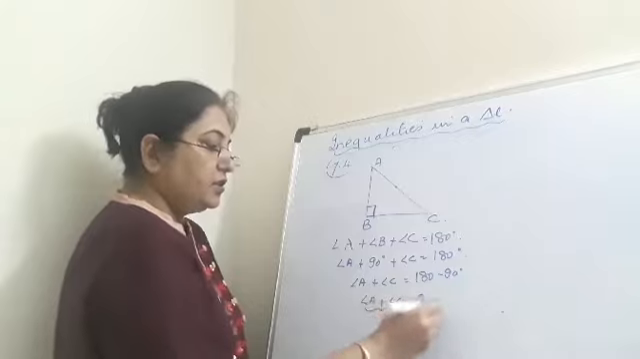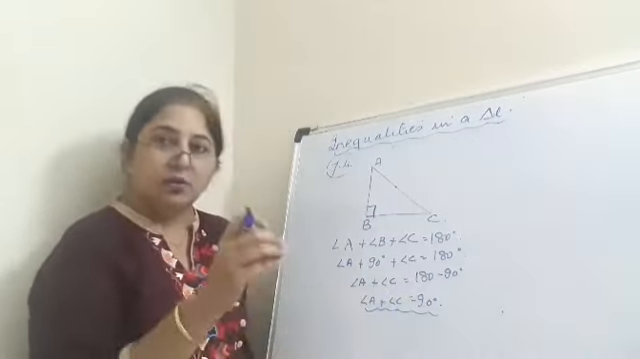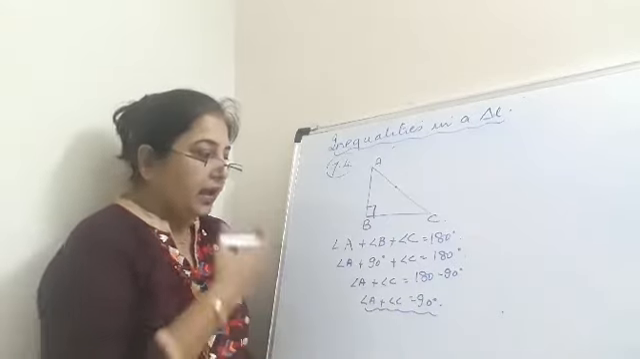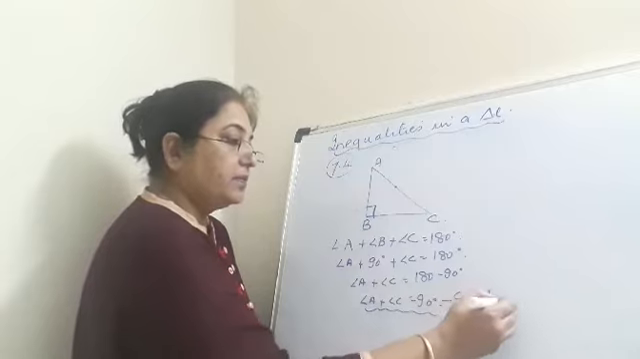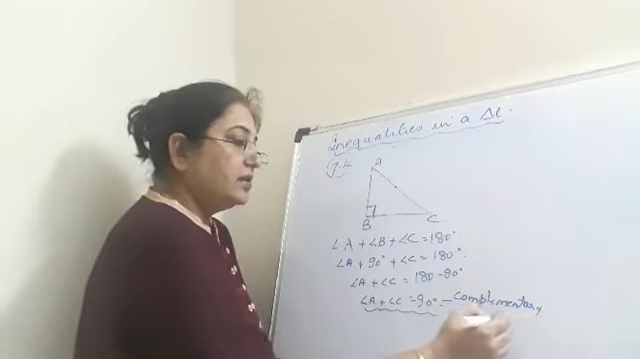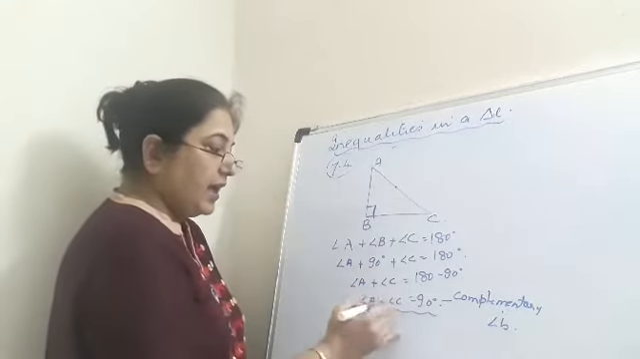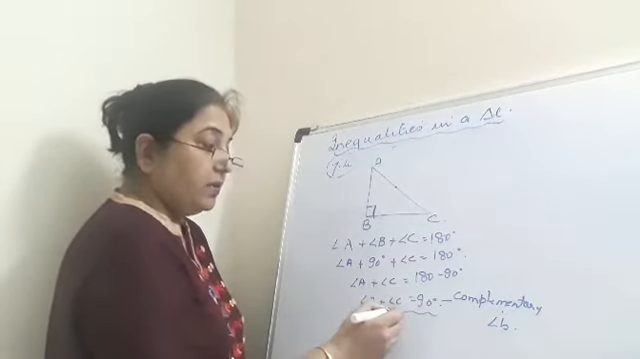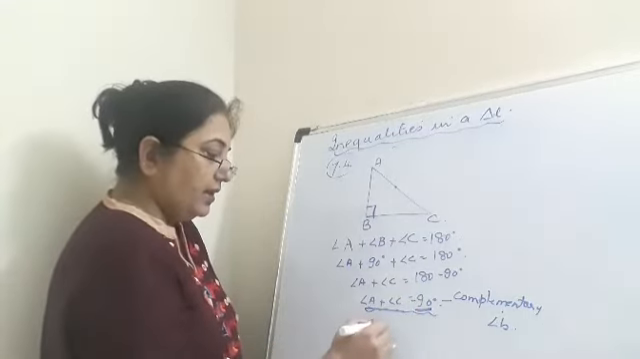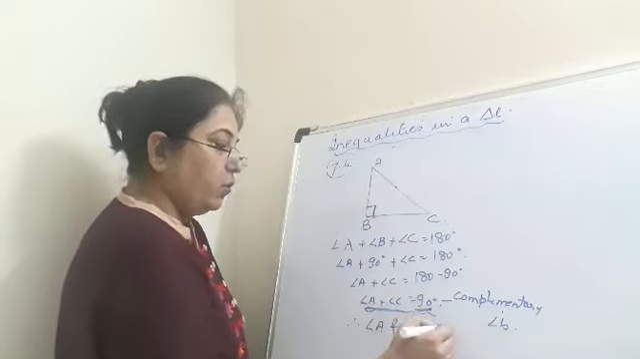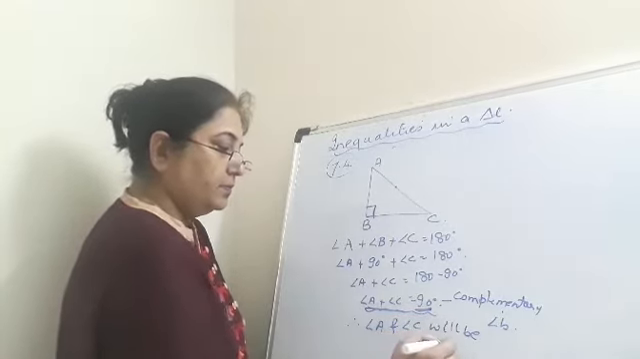Now this condition, children, is only possible when angle A and angle C are acute angles. And they will be what type of angles? They will be complementary angles. What are complementary angles? The angles which add up to how much? 90 degree. Now obviously angle A and angle C will be less than 90. Therefore angle A and angle C will be acute angles.